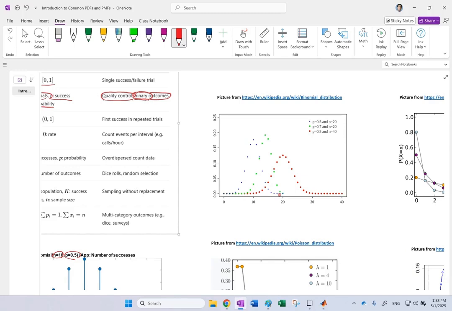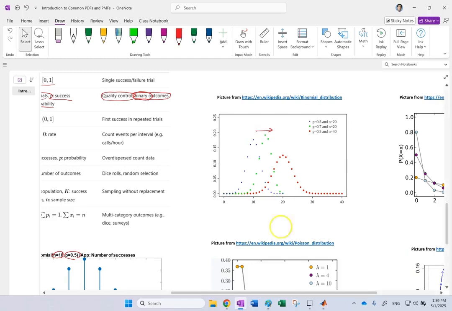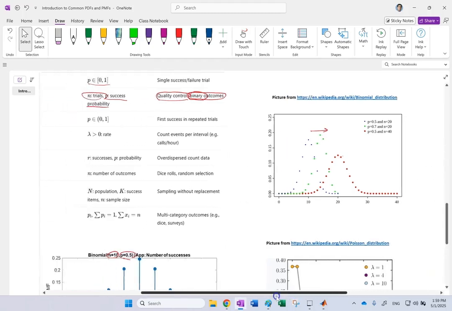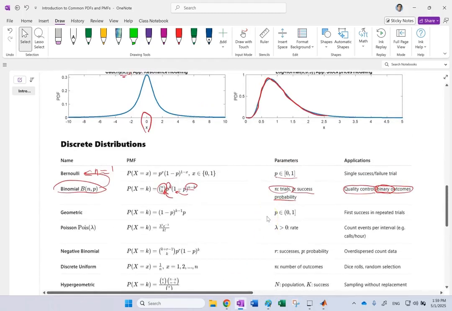For instance, if you compare blue and red, they both share the same p but different n's. You see when n gets bigger, the mode kind of drops, and you shift to the right. And here you see the blue and green for the same n, different p's. When p gets bigger, of course, it will be shifted further to the right. So p and n both have an effect on the location of the center and the sharpness of the distribution.